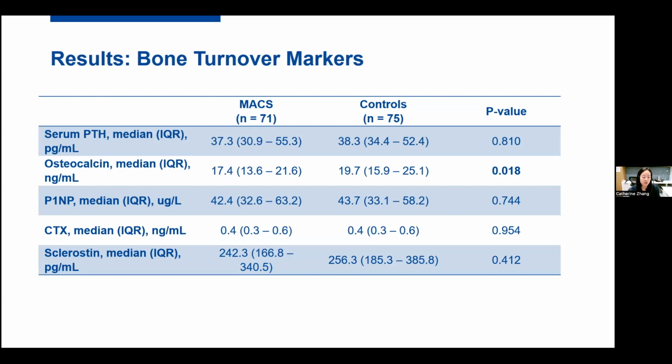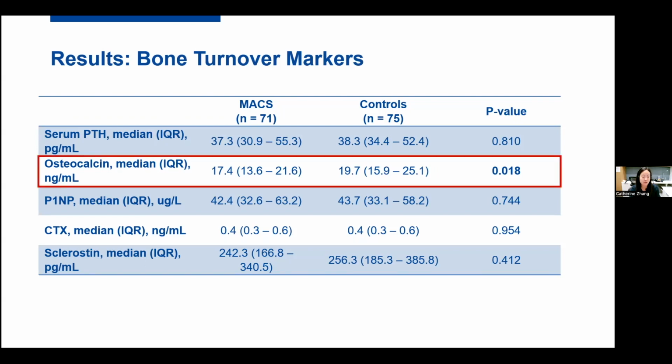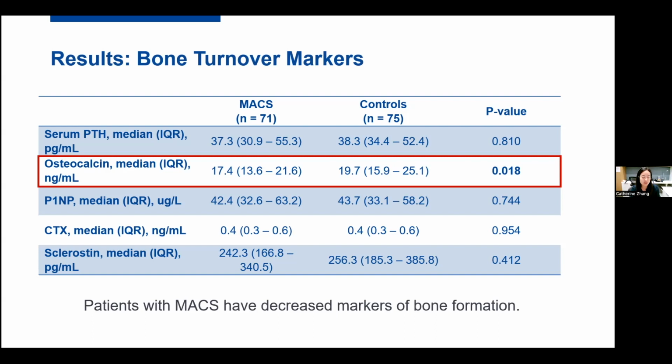So in terms of bone turnover markers, we found that patients with MACS had decreased levels of osteocalcin compared to controls. This is consistent with a few other studies that show that patients with MACS have decreased markers of bone formation. There are no significant differences seen in markers of bone resorption or sclerostin.